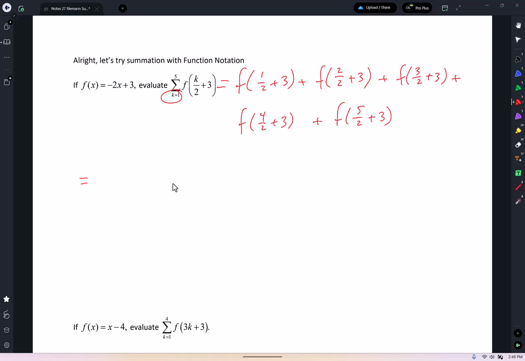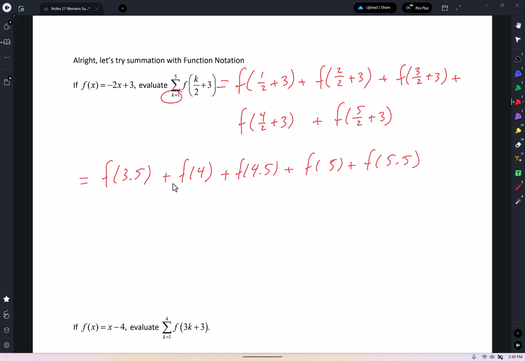3 plus half is 3.5, so f of 3.5, plus f of 4, plus 3 over 2 is 1.5 plus 3, 4.5, f of 4.5. So it's all going to be going by 0.5, as you can see, plus f of 5 plus f of 5.5.